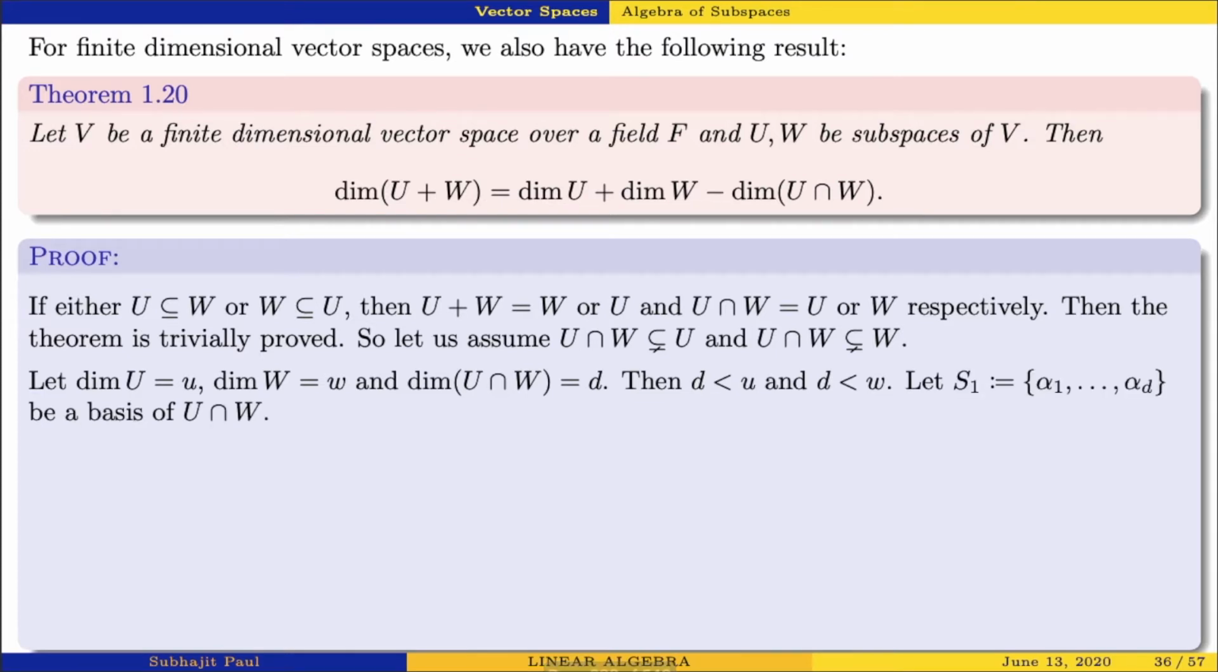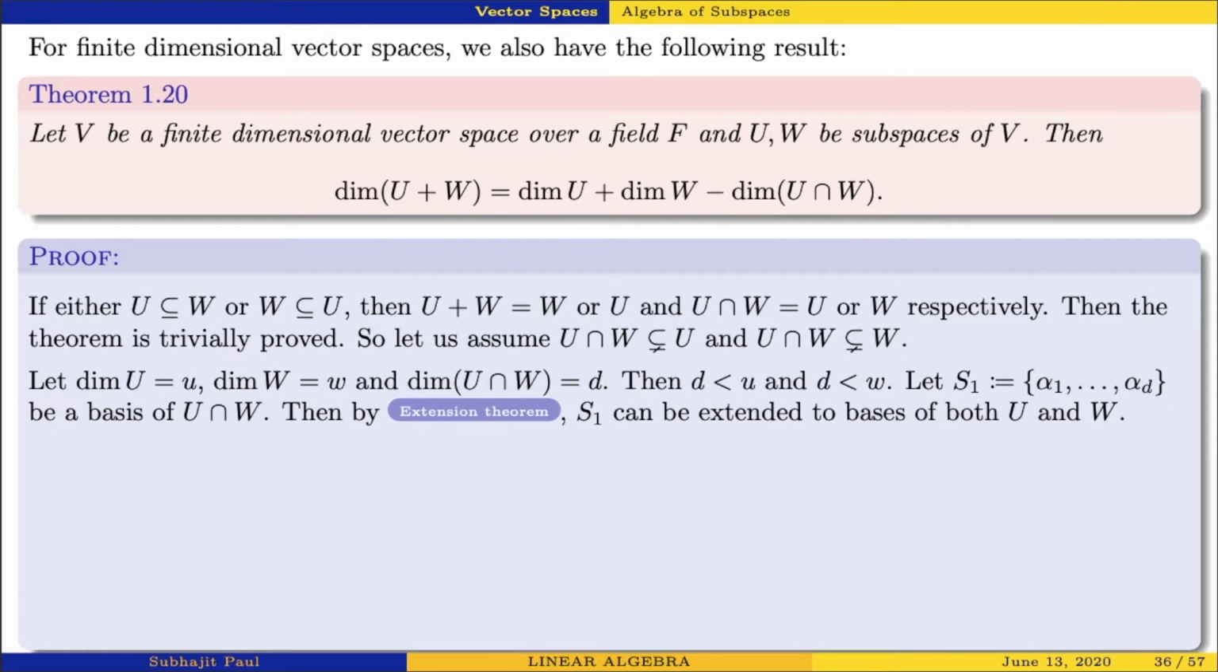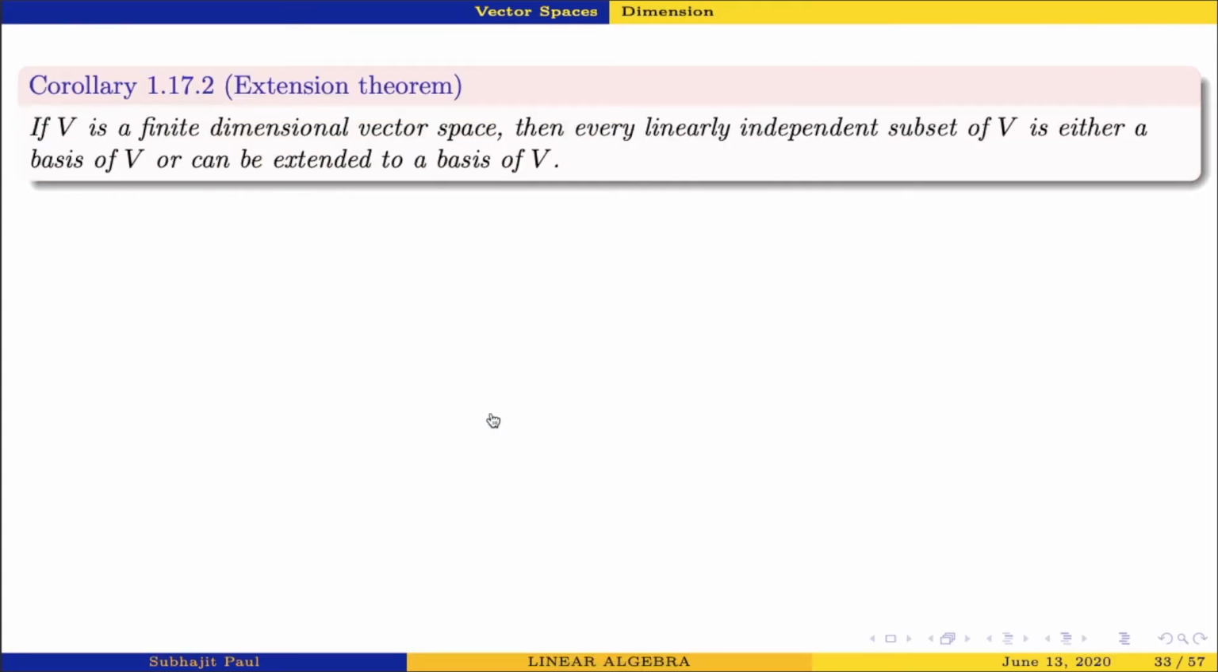Let S1, alpha 1 up to alpha d, be a basis of U intersection W. Okay, so we start with the basis of U intersection W, the smallest one. Then by the extension theorem, this says that every finite linearly independent set is either a basis or can be extended to a basis.